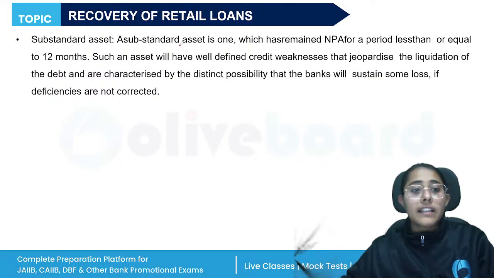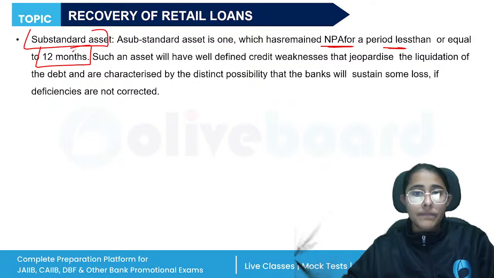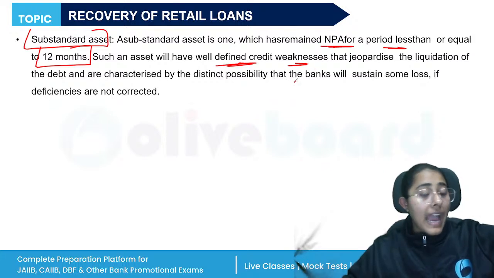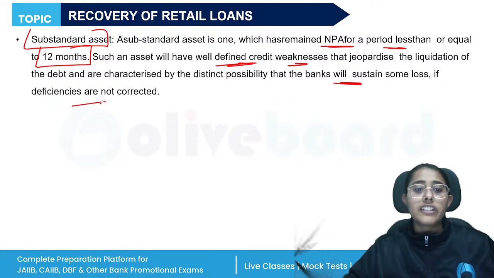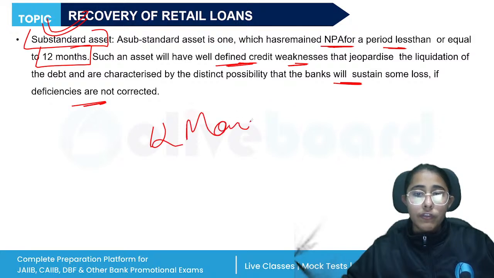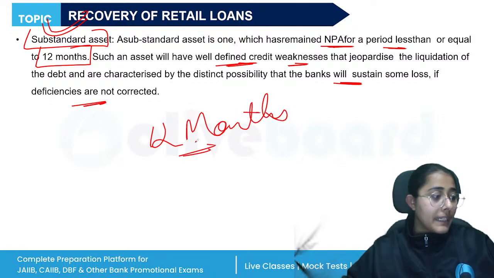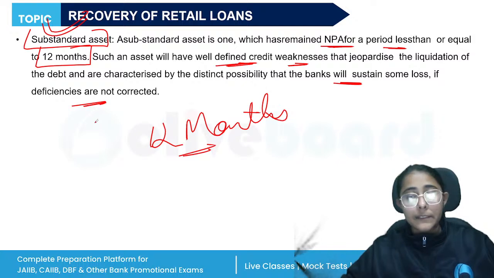Then we categorize a substandard asset, which has remained a non-performing asset for a period less than or equal to 12 months. So this asset will have well-defined credit weakness, and it will be characterized by the distinct possibility that the bank can sustain loss if the deficiencies are not corrected. So this is a substandard asset. We should remember the time period, 12 months. If it has remained NPA for 12 months, then it is a substandard asset.